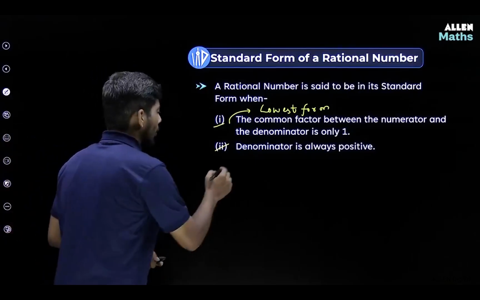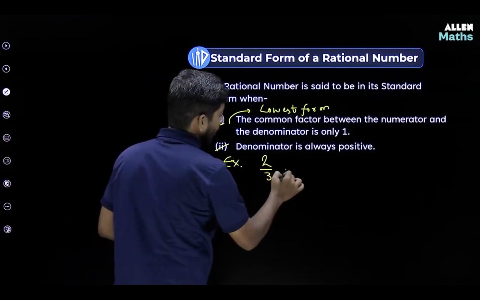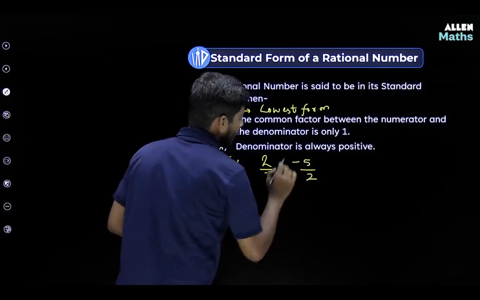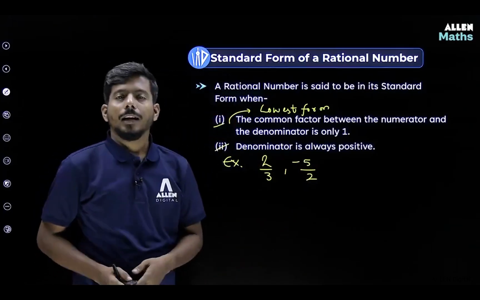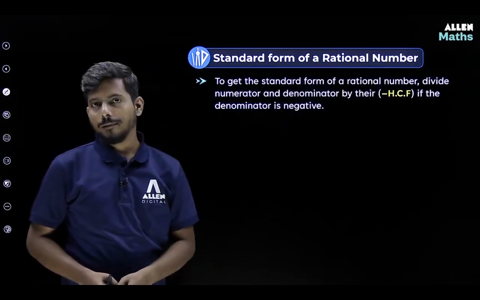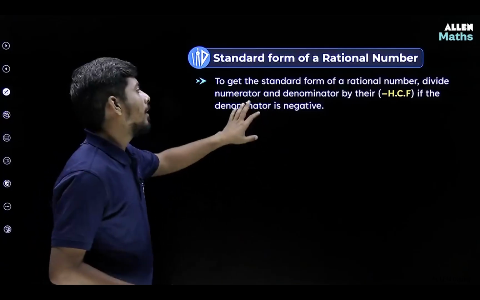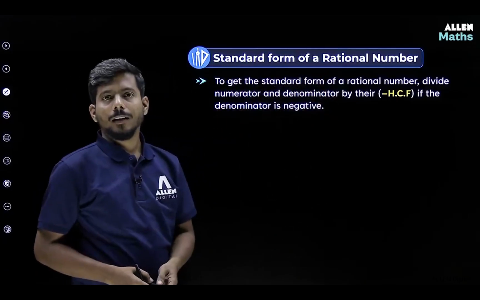Let's take some examples of standard form of rational numbers: 2 over 3, negative 5 over 2, right? The denominator should always be positive. Now let's see what to do when we have a negative denominator. We need to divide the numerator and denominator by the negative of their HCF.